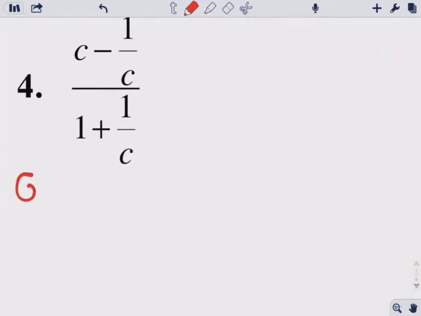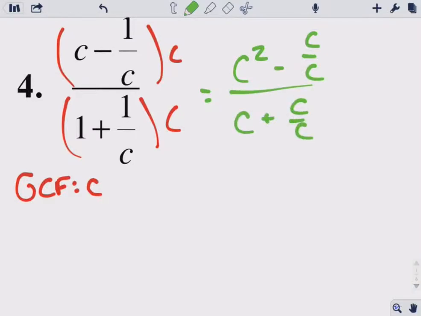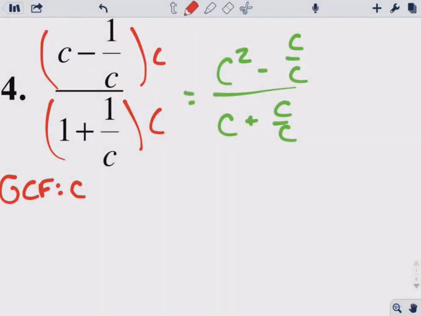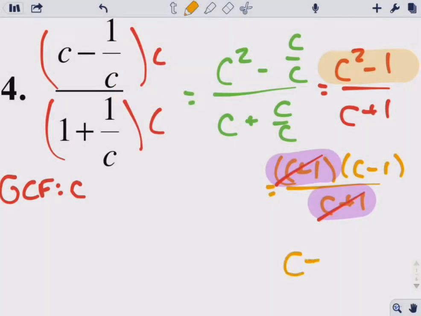GCF is easy on this one because it's just c's in the denominator. So multiply by c on the top and the bottom. When I do that, I get c squared minus c over c plus c over c. Okay, simplify that a little bit more. That's c squared minus 1 over c plus 1. And then this little thing right here we can factor. That's the difference of squares, so that's c plus 1, c minus 1 over c plus 1. And now I've got stuff that shows up on the top and the bottom, so it cancels, and I'm left with c minus 1.